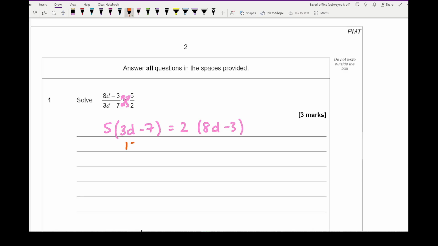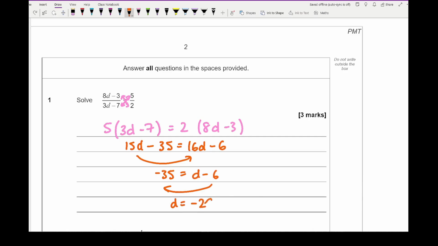Then all we need to do is expand the brackets. So I'm going to get 15d minus 35 equals 16d minus 6. And then if I take the smallest d over to the other side, I'm going to end up with minus 35 equals d minus 6, take the 6 over and end up with d equals minus 29, and there is my value of d.